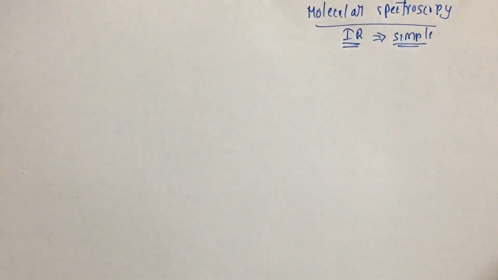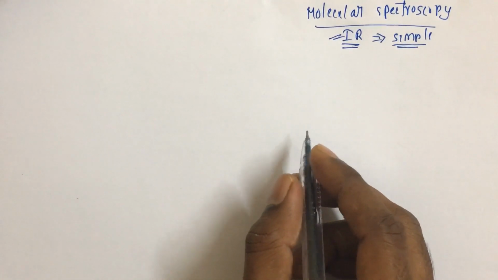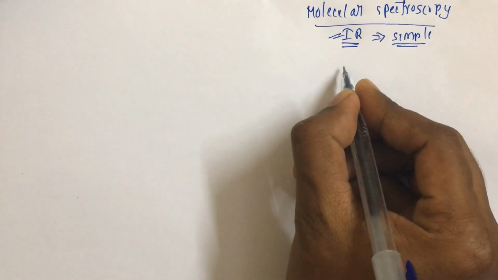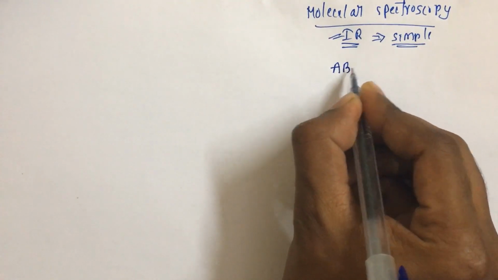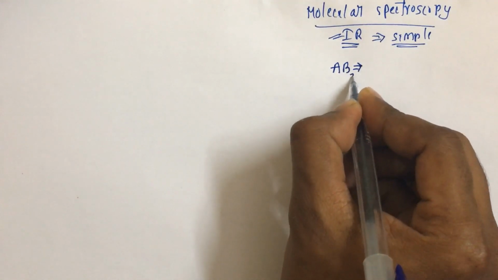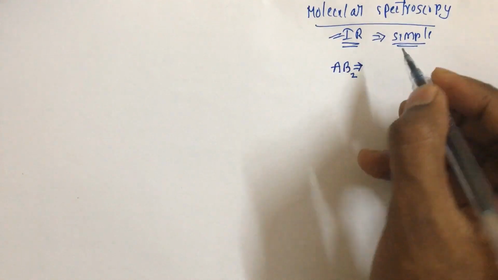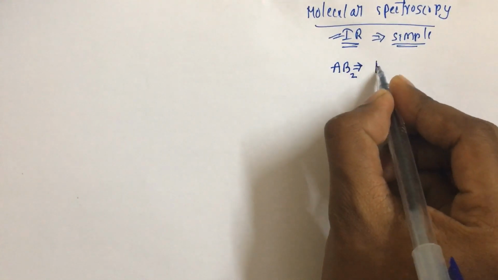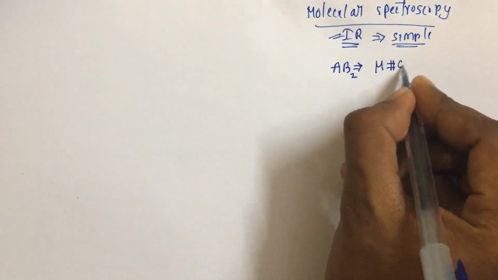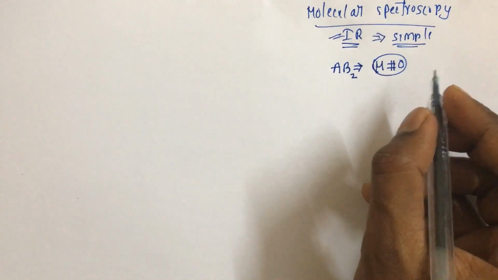So today's topic is molecular spectroscopy. First we talk about IR spectroscopy. We know that for IR spectroscopy, if you want to say whether an AB molecule, or an AB2 molecule, is IR active or not, the condition we need is a change in the dipole moment. So this is the condition for IR spectroscopy.